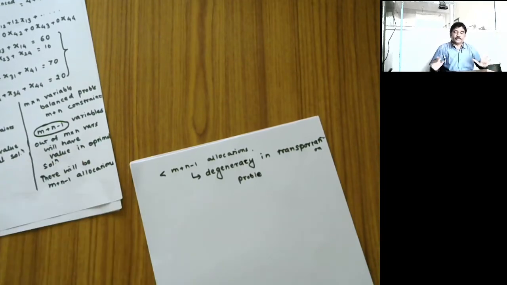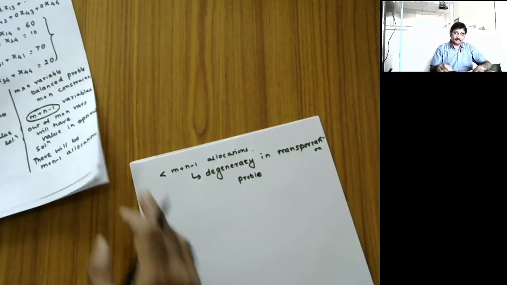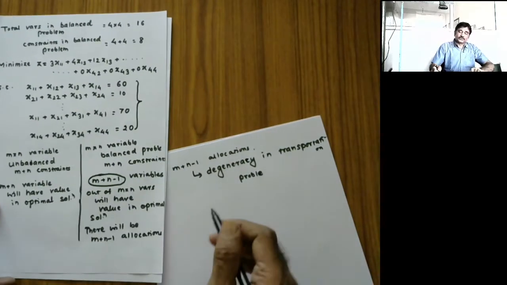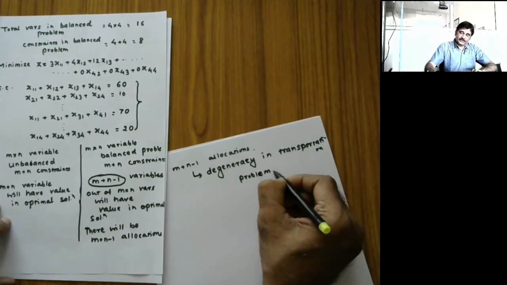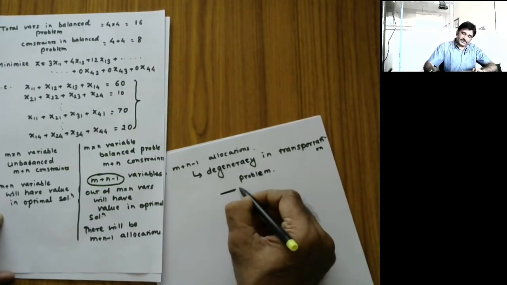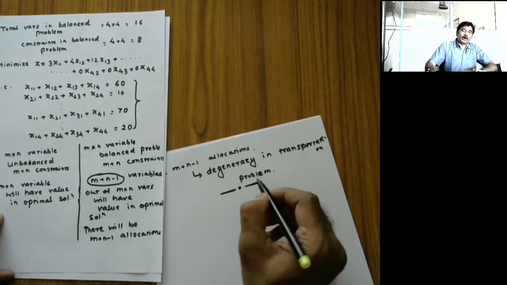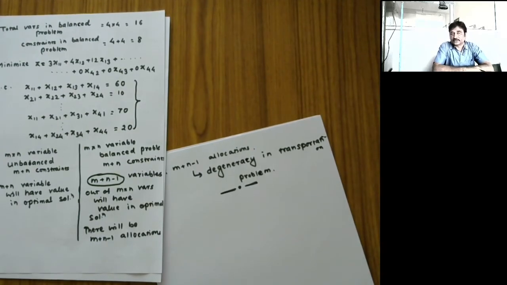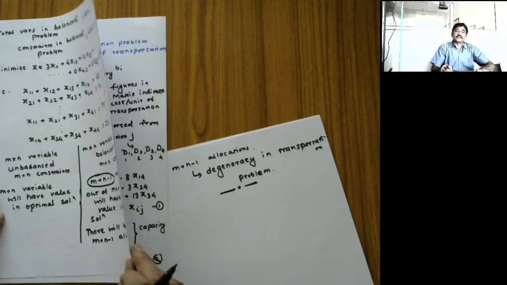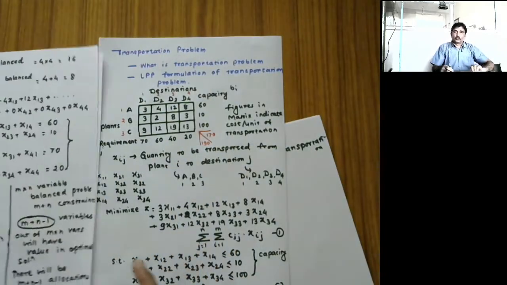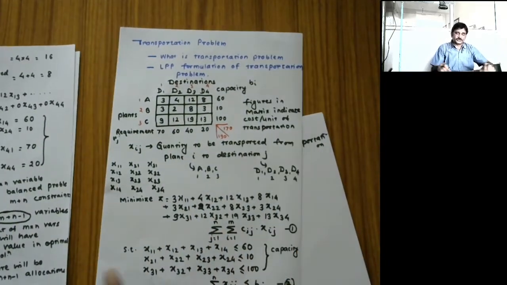So this m plus n minus 1 figure is very important in the transportation model. In the next lecture, our agenda is going to be: can we solve this problem by the simplex method which you have studied? What are the problems in handling it by the simplex method? What is another way? Because this is a specially structured problem.